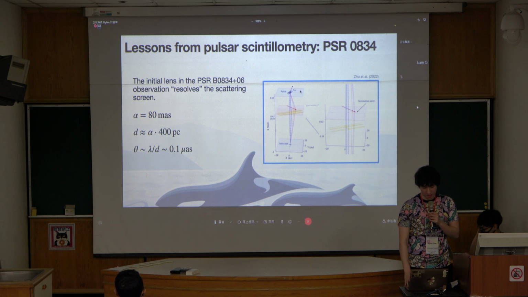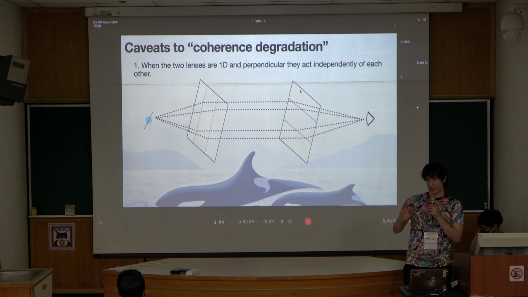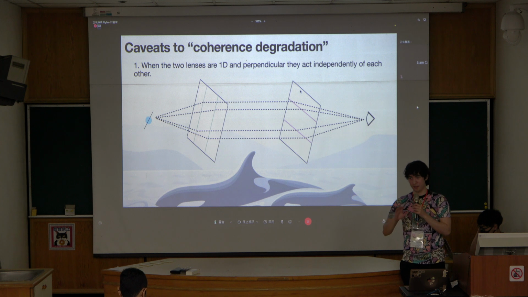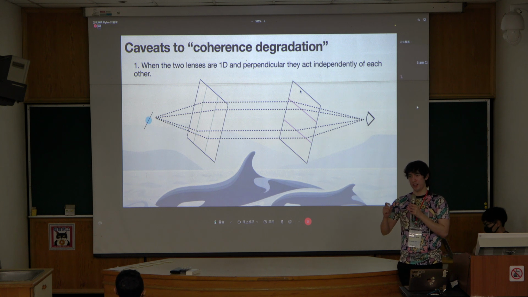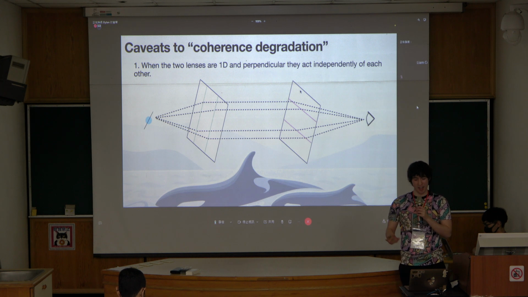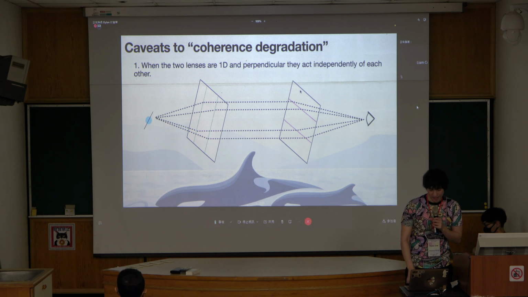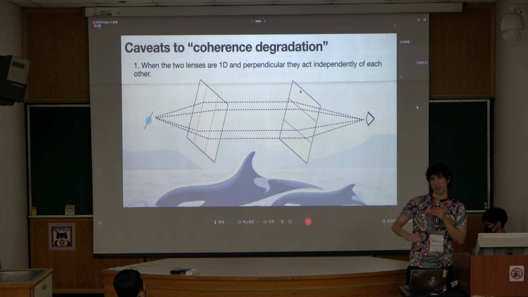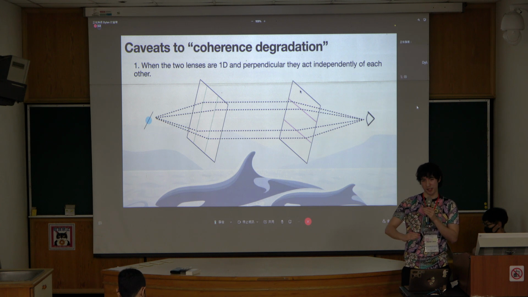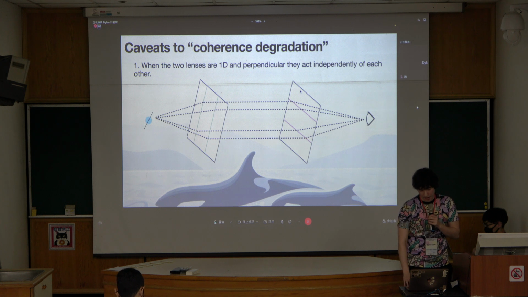additional lens. So I just want to bring up two caveats to this sort of simple picture of scattering causing decoherence. One caveat is that when the lenses are one-dimensional and perpendicular to each other, the two lenses actually have completely independent effects on each other and can be completely deconvolved. So there's really no issue there. But perhaps, and that's the case with 0834, the lenses are effectively perpendicular to each other, close to perpendicular anyway.